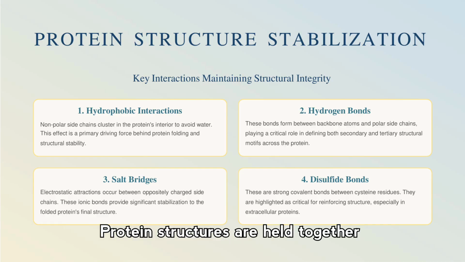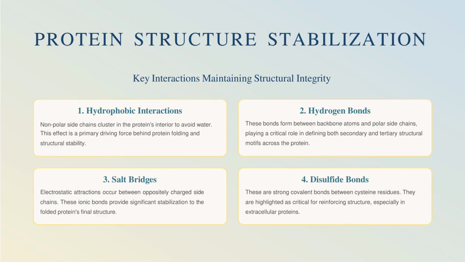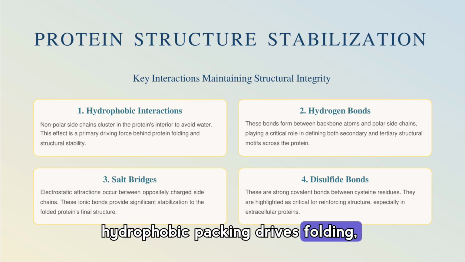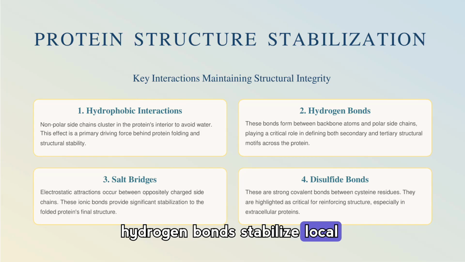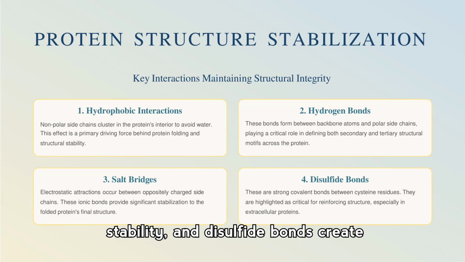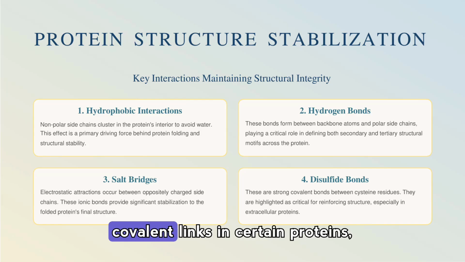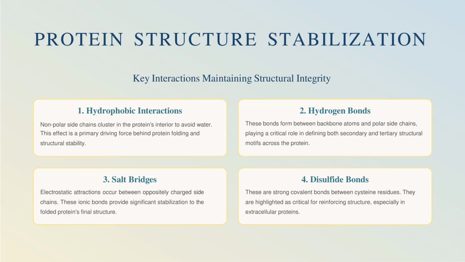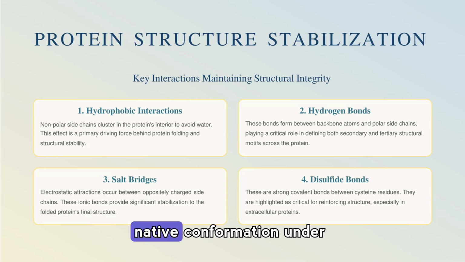Protein structures are held together by several key interactions: hydrophobic packing drives folding, hydrogen bonds stabilize local motifs, salt bridges add electrostatic stability, and disulfide bonds create covalent links in certain proteins, all working together to maintain the native conformation under physiological conditions.